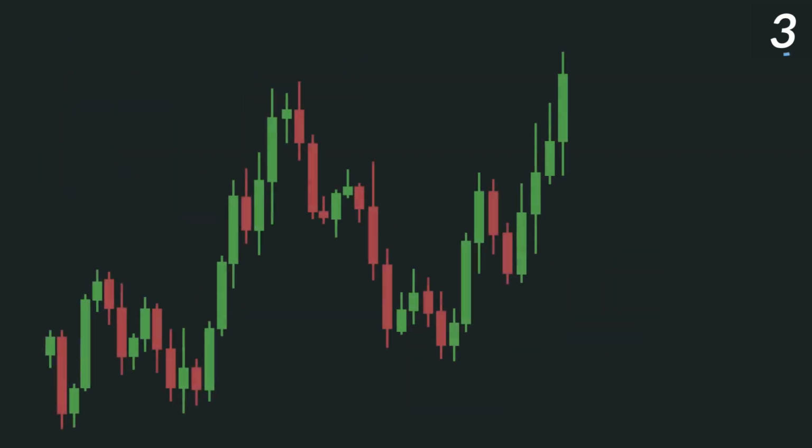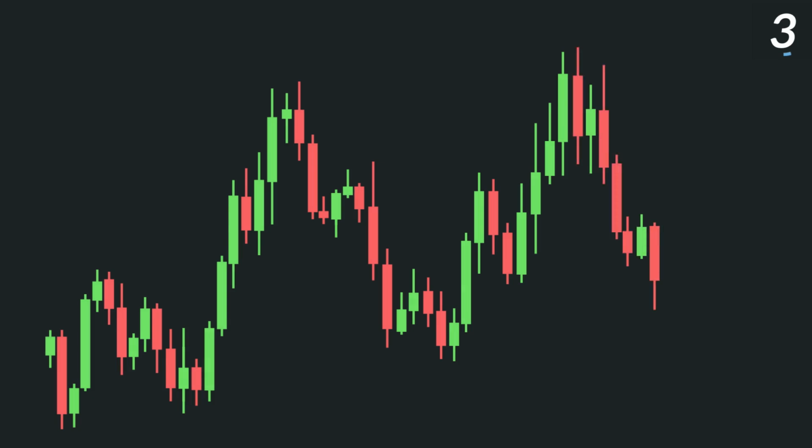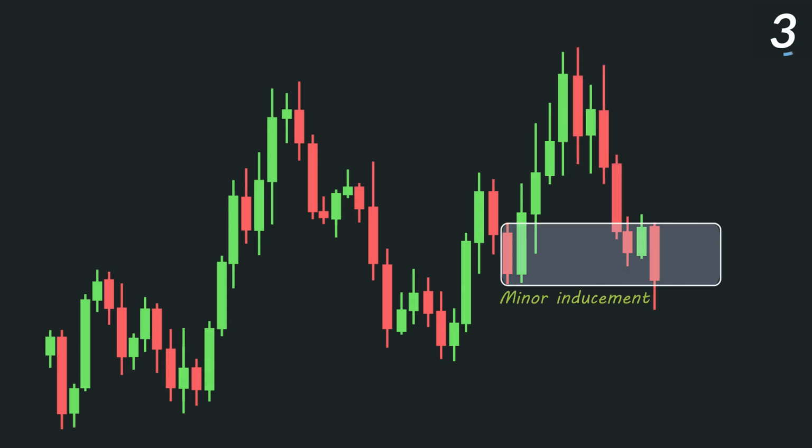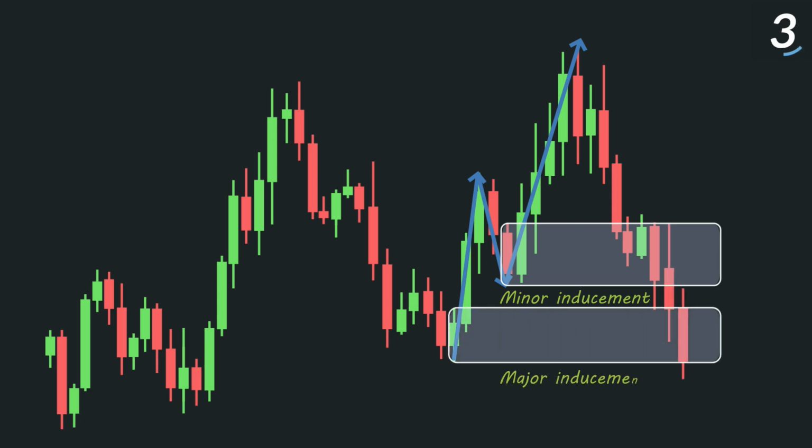A minor inducement occurs when price retraces to a valid order block and breaks through it, but that order block does not play a significant role in shaping the overall market structure or triggering a structural shift. In contrast, a major inducement involves a retracement and break of an order block that served as a key structural level that acted as the foundation for a major move and contributed to a market structure break.